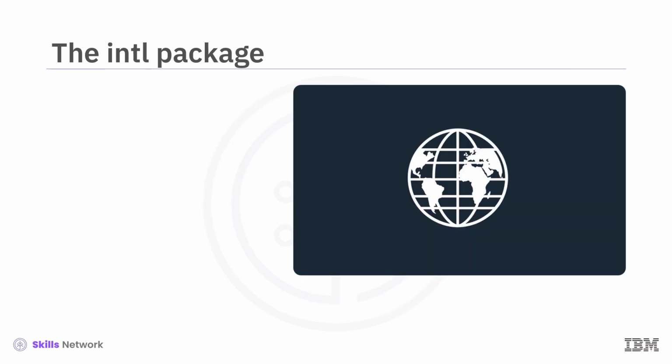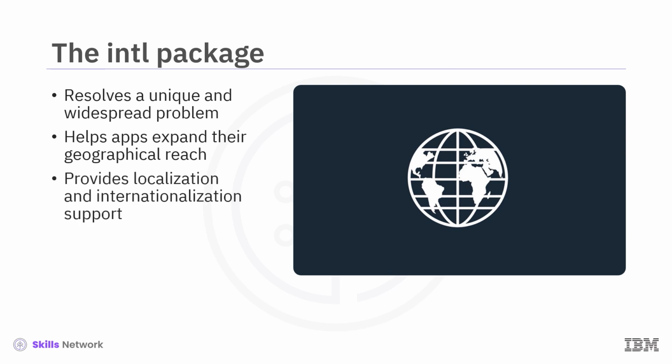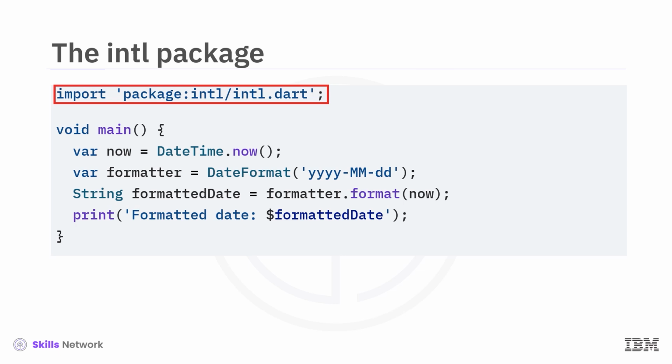Next is the intl package that can resolve a unique and widespread problem. Many apps find it difficult to expand their geographical reach or improve user experience across global markets. The intl package provides localization and internationalization support for apps that need to be adapted to different regions and languages. Import this package to use in your code.